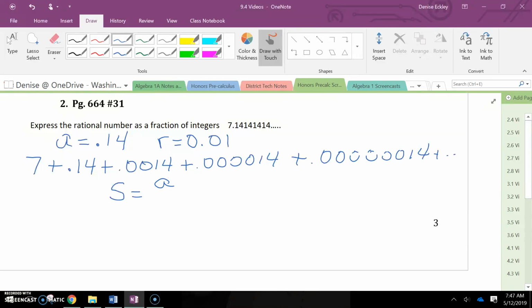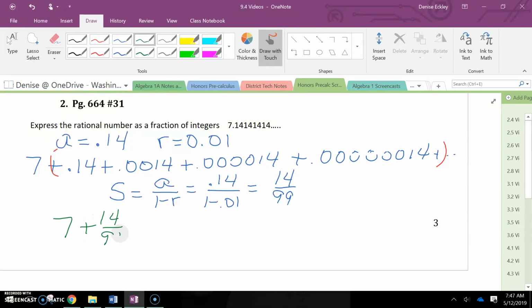S equals A over 1 minus R. So we get 0.14 over 1 minus 0.01. And when you simplify this fraction, you get 14 over 99. So all we have left to do, that takes care of this much of our number. We have to add to that 7, and we just have to simplify this.